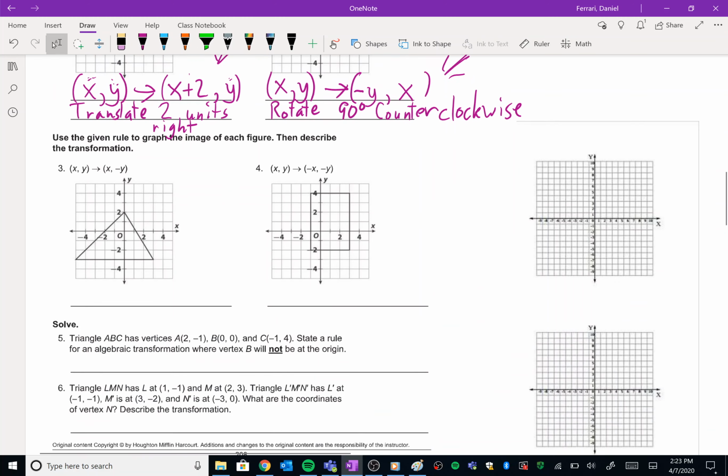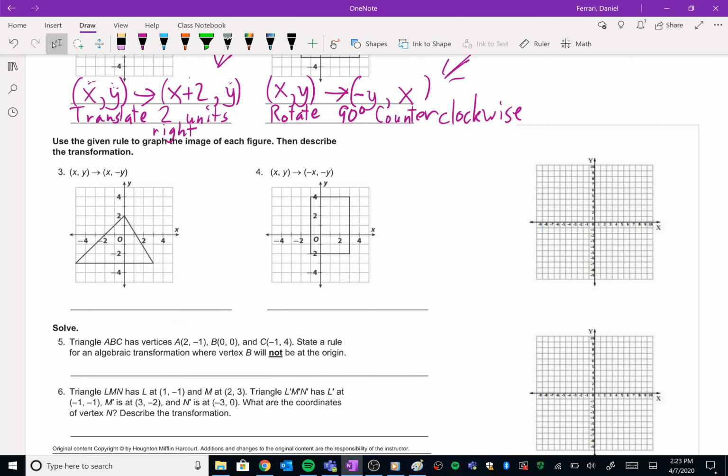Okay, let's look at number 3 and number 4. This one, they're giving me the rule. They're saying start with your point, x, y, make x stay the same. So my x coordinate is going to be consistent throughout this, but my y coordinate will switch to its opposite.